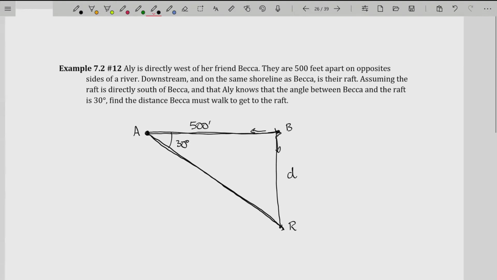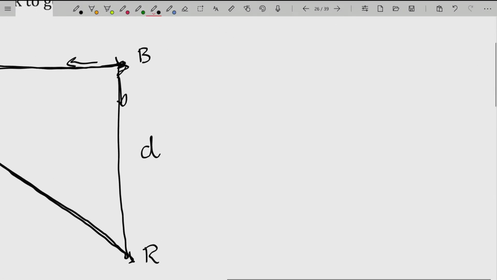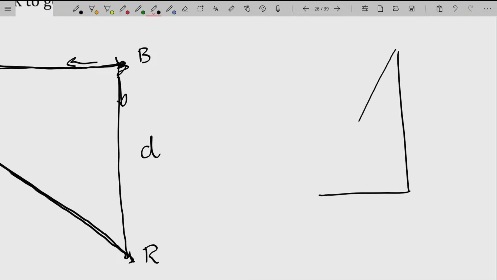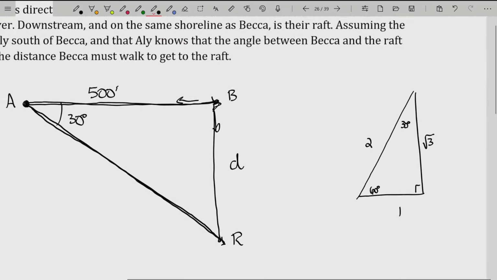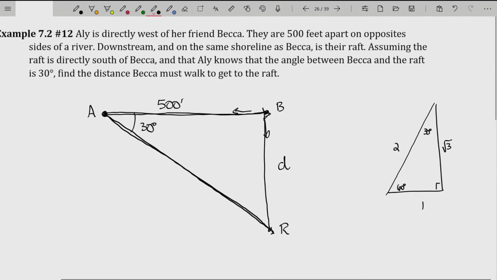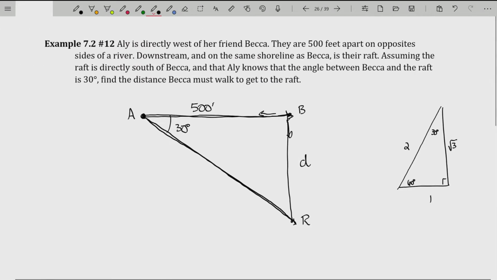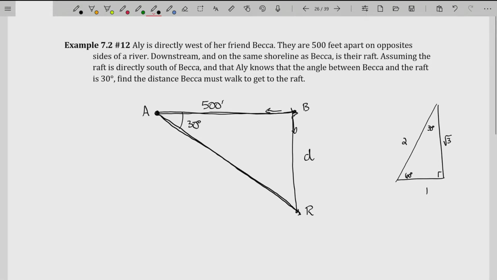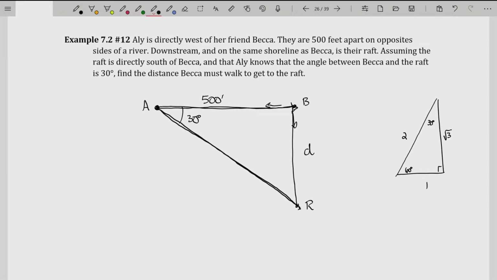The first thing I'm going to do, because I see a 30 degree angle, is I'm going to redraw my 30, 60, 90. This time I'll actually use degrees. 30, 60, and 90. 1, 2, and root 3. The one always opposite the smallest angle. All right, so in this case, let's see, they gave us something. We want to find that distance.